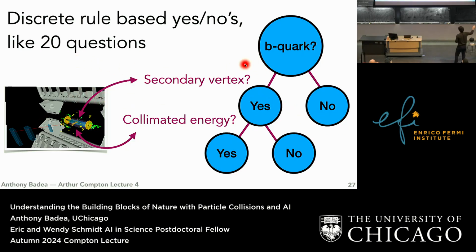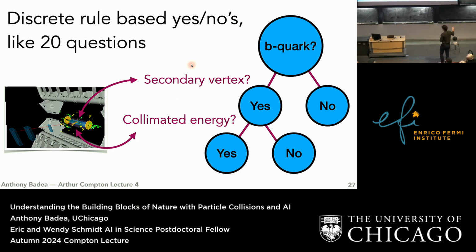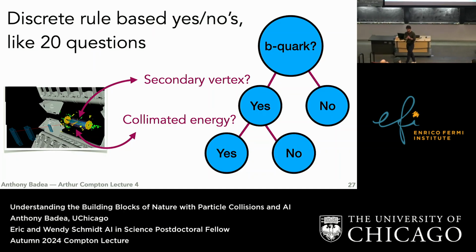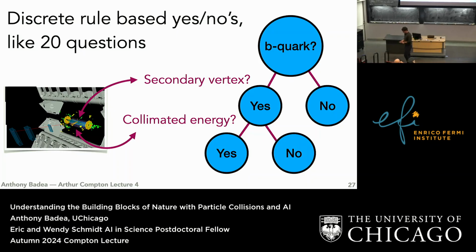So the first question could be, do I see this so-called secondary vertex, the vertex where the B Quark decays, and the particles that originate from it trace back and don't go to the interaction point? So you ask that question, a yes or no. If you get to a no, then you say it's not a B Quark. If you get to a yes, you keep walking down. You say, is it collimated energy? So you keep walking down.